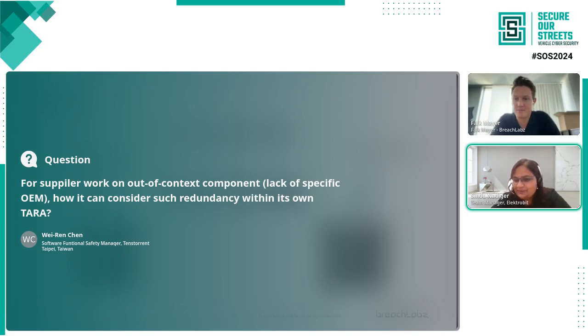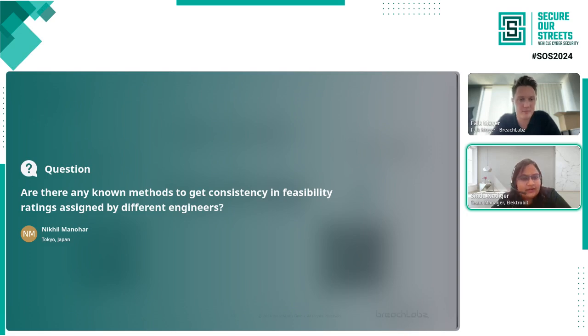Are there any known methods to get consistency in feasibility ratings assigned by the different engineers?